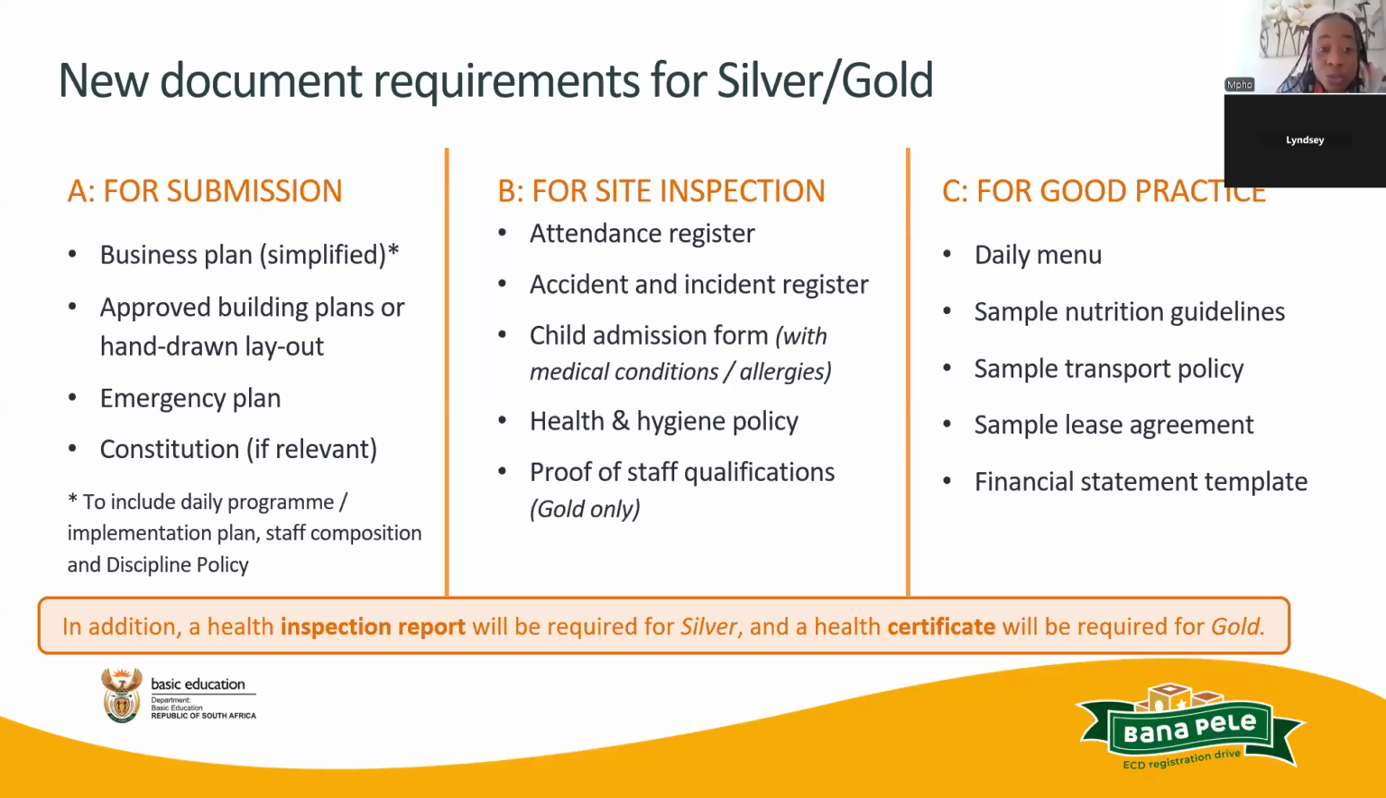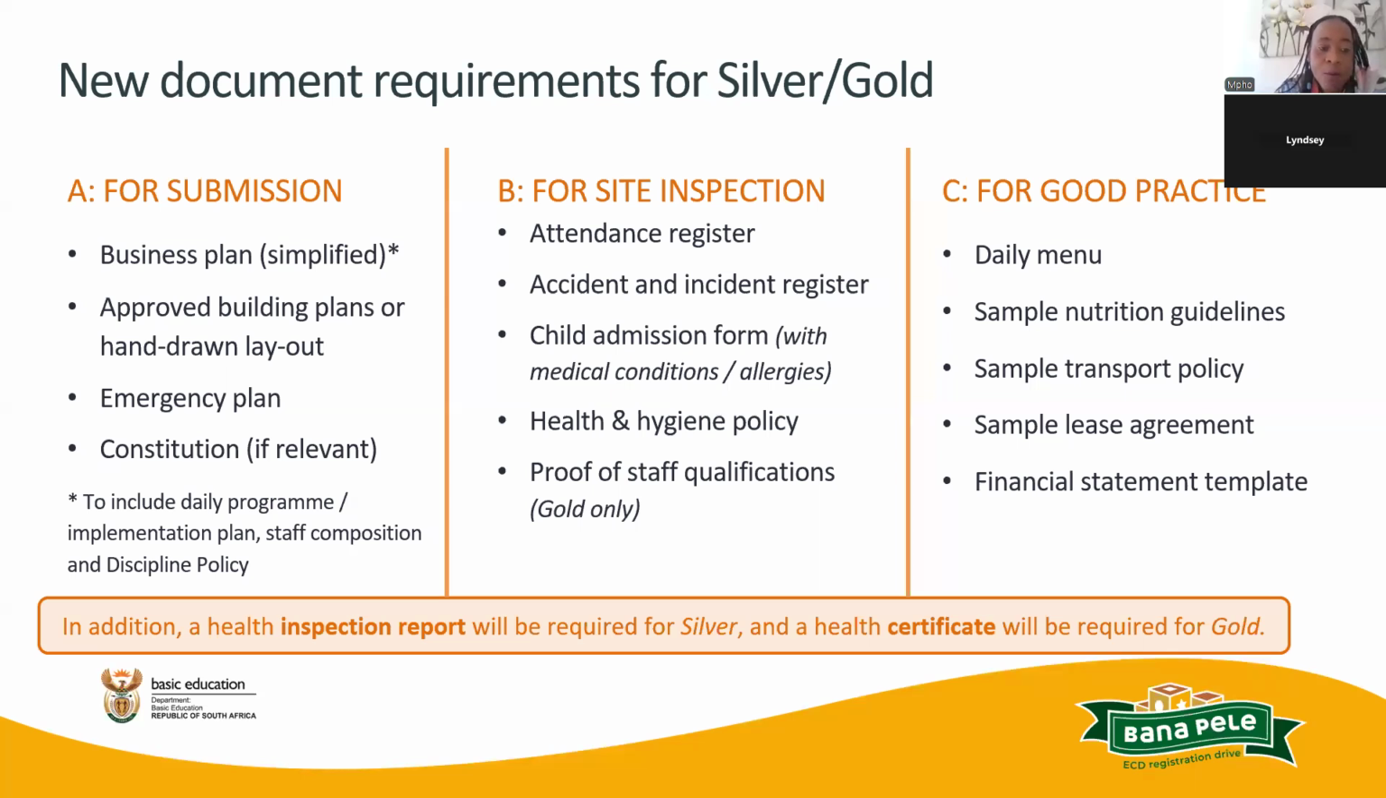So one may ask which documents are for each area. For submission, we'll be looking at a business plan that needs to be submitted, which will outline an overview of the program, information about the children, and all the other items that need to be included in the business plan. Then we'll also need an approved building plan or a hand-drawn layout of the building plan. And also proof, like if you have already applied but have not received the building plan, then you can submit that. Then we'll also need an emergency plan and the constitution.